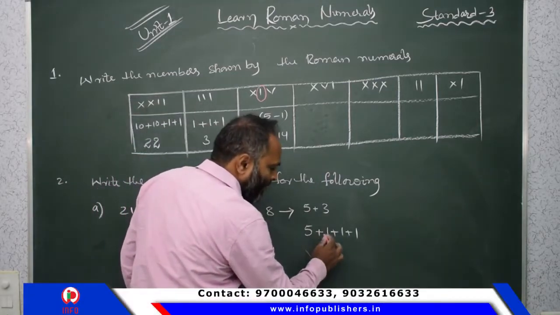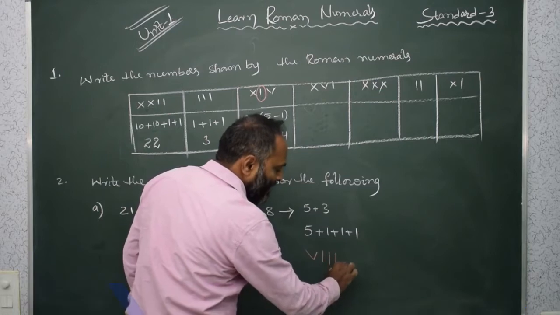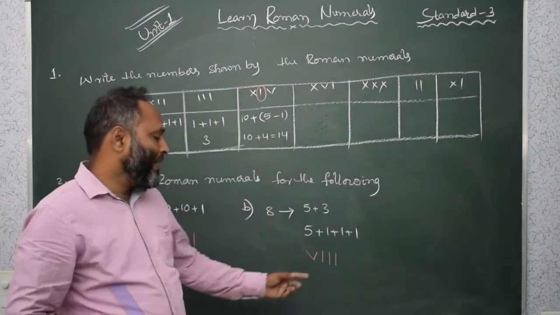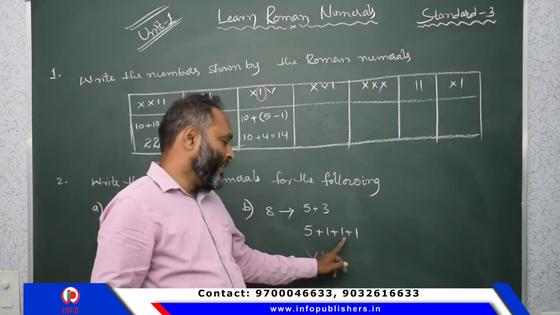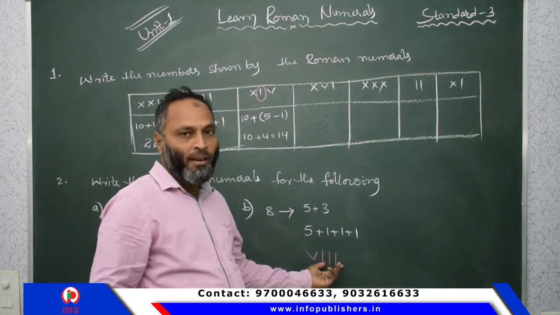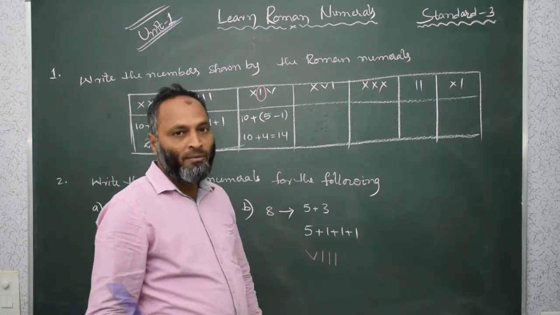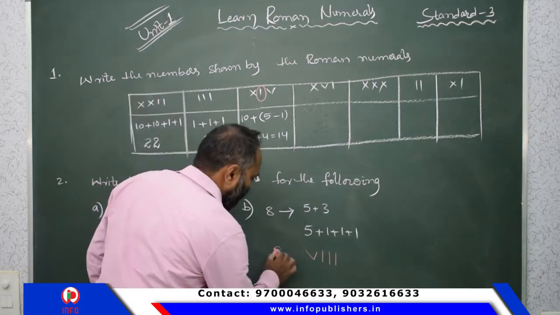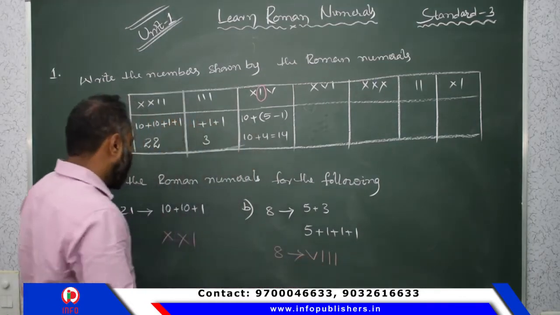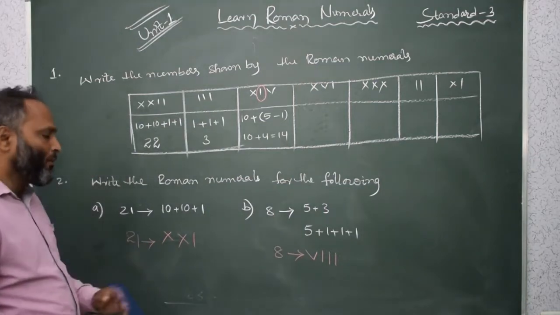After that, the representation of 5 is V. Then the representation of 1 is I. Here I repeats 3 times. Whenever the Roman numeral repeats it means addition. Here addition is there, so we have to take it like this. And these smaller Roman numerals on the right side of the bigger Roman numeral mean addition. Then this is the representation of 8. This is the representation of 21 in the Roman system.